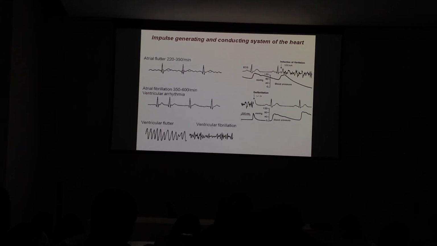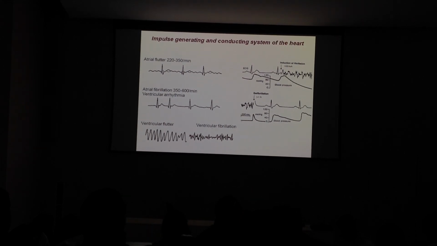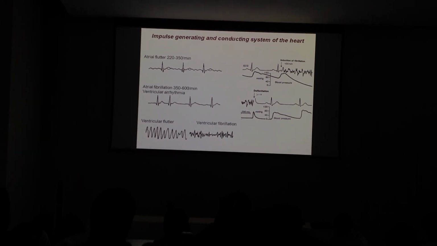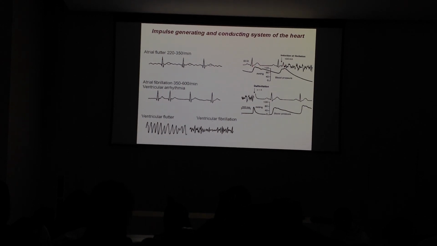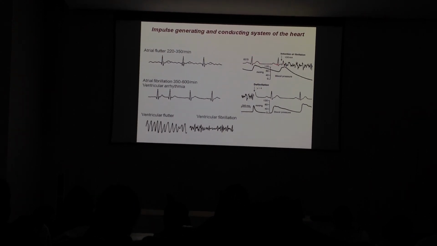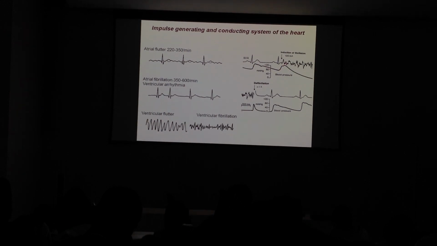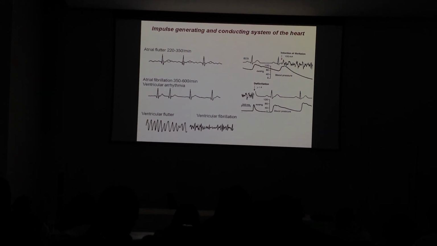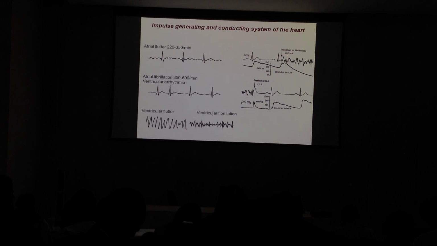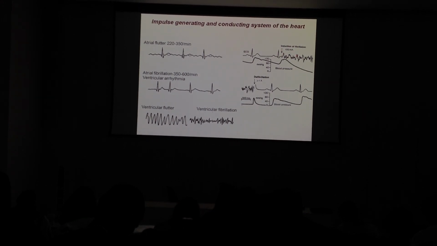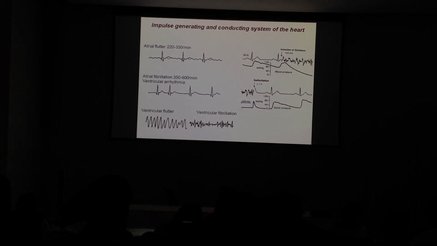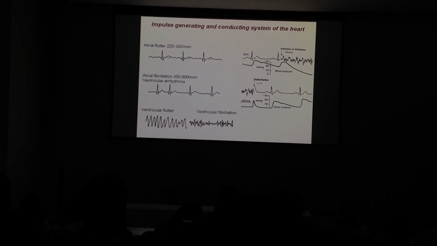Now, if the flutter or the fibrillation reaches the ventricle, in this case, the circulation stops. You can see a normal ECG and normal blood pressure value, but we induce fibrillation by electric stimulation in an experimental animal. The normal ECG disappears and the blood pressure goes down.